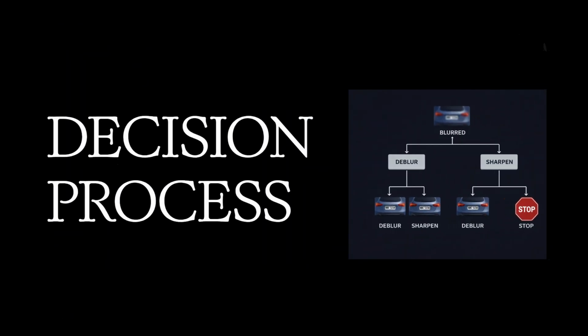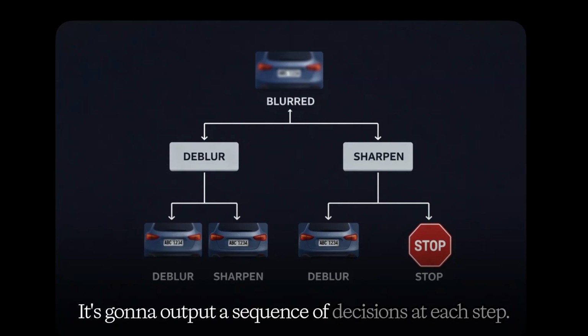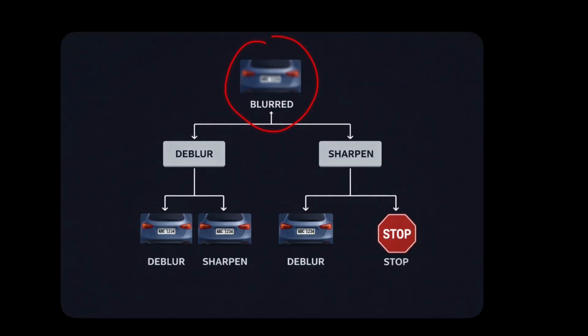So instead of predicting a single output, let's say generating a new enhanced image, we're going to turn this into a decision problem. The agent doesn't output an image, it outputs a sequence of decisions. At each step, it looks at the current image, applies an operation, and then observes the results. So you have an image and an action, then another image and another action, and at the end you can decide to stop.